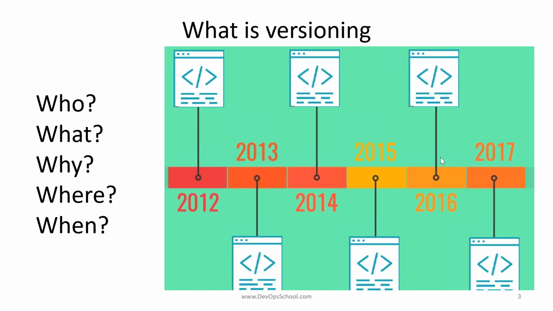Okay, what is versioning? So if you look at the software development lifecycle, we have lots of source code which we write over a period of time, and every time we modify the source code, over time we want to see who has modified that source code in the past, maybe yesterday or last week or last month or last year or something like that. Who has modified the source code? What was the modification done? Why was this modification done? Where is the source code which has been modified, and when was it modified? So these are the questions you would like to know when we work on source code.